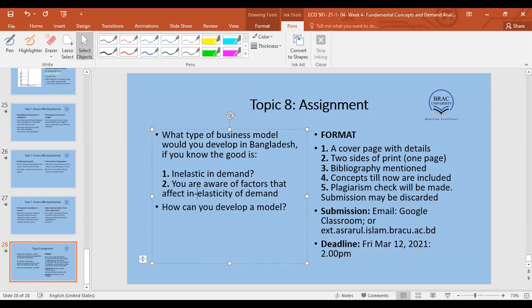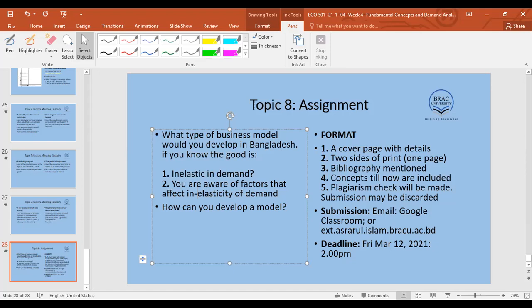Secondly, you don't have to give graphs and mathematics, etc. You just try to sell the idea to me: this is the product I want to develop. It's inelastic in demand. These are the factors that will affect the demand, and this is how I'm going to position it.